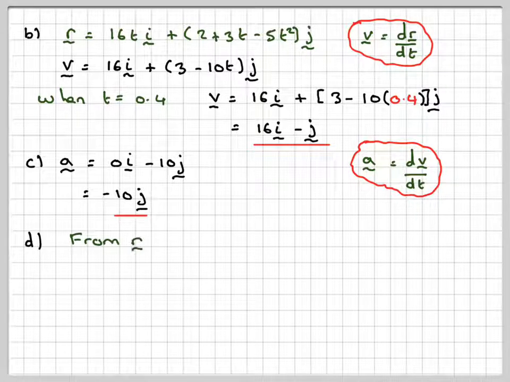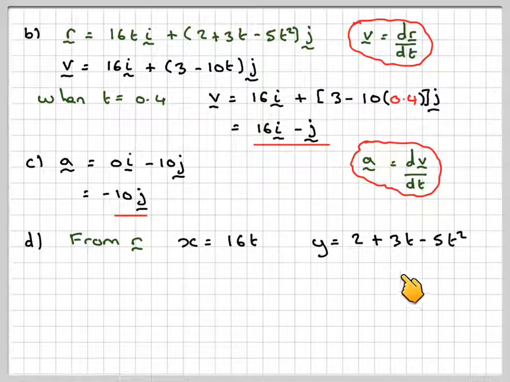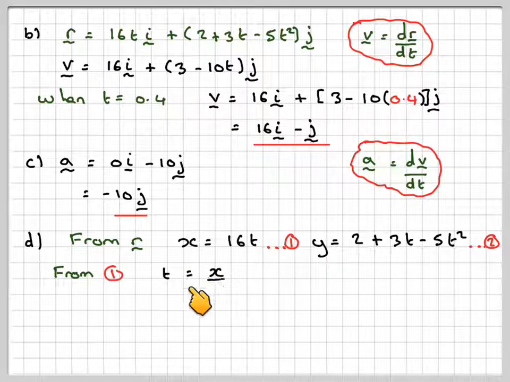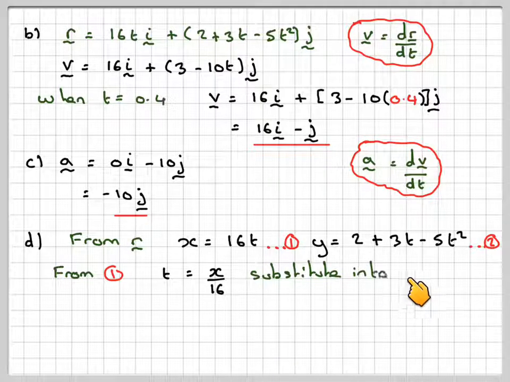Right, the final part, we'll have to find the trajectory of the ball. So from r, we know that the x component is 16t and the y component is 2 plus 3t minus 5t squared. From the first, we can say that t is x over 16, and then we'll substitute it into here. So everywhere there's a t in here, we'll now replace it with x over 16.